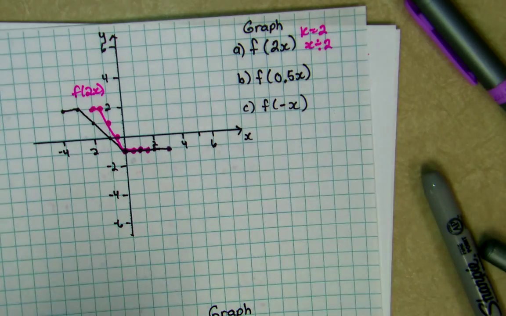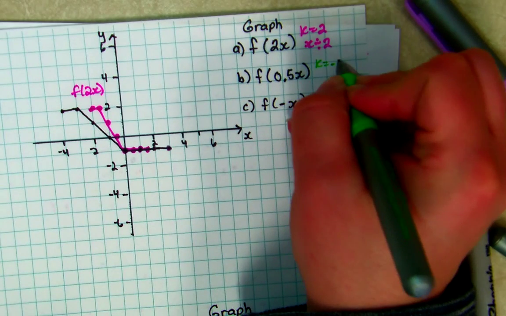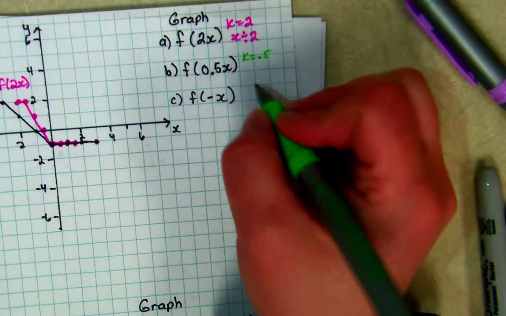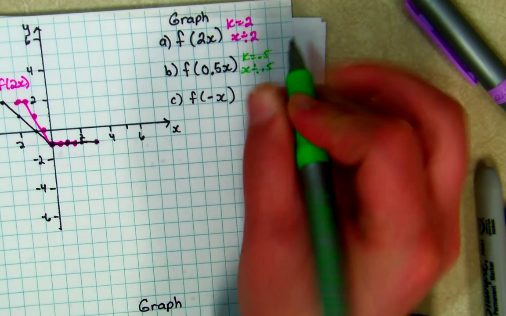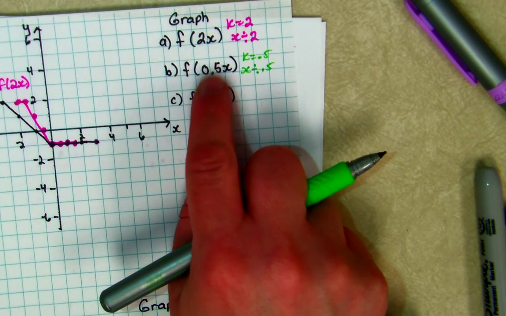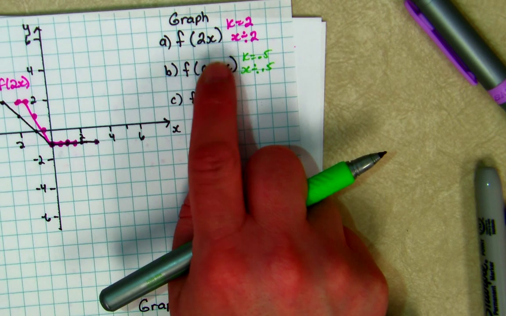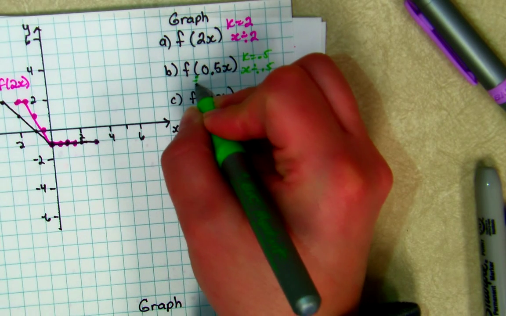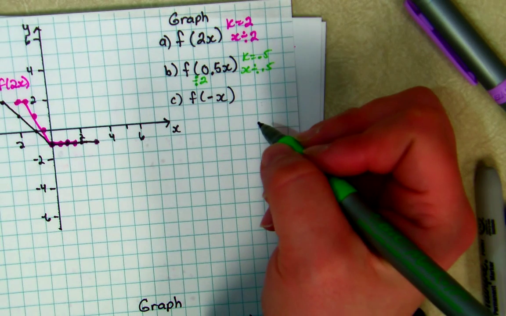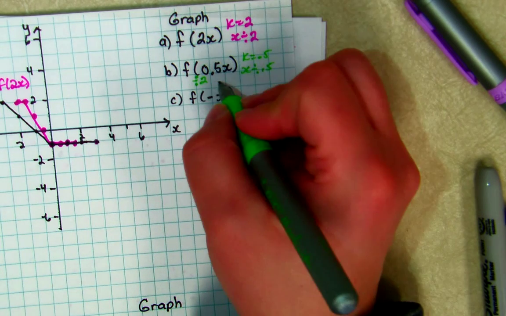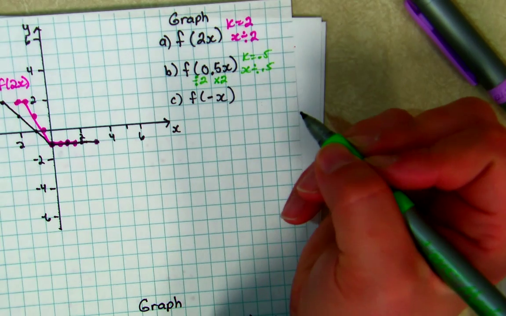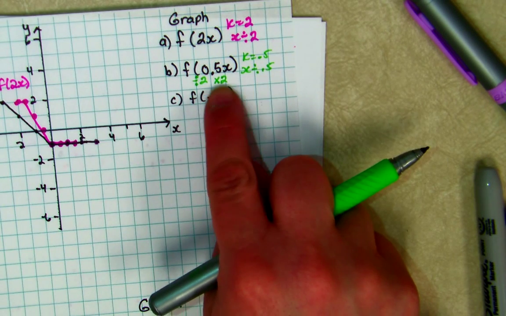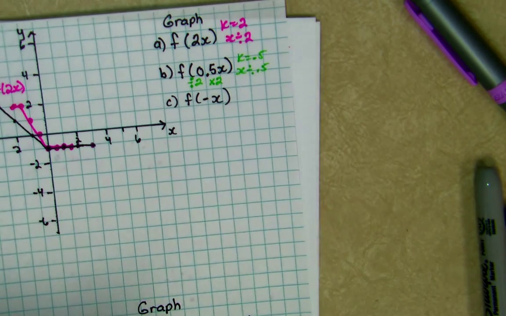The next one, k equals 0.5. So there's a couple ways to do this. You can say, okay, I'm going to do x divided by 0.5 because in the brackets, it's 0.5. Another way to think about that is, 0.5 means literally divided by 2. That's how you find 0.5 of something. So you can multiply your x's by 2. So dividing by 0.5 or multiplying by 2 will give you the same answer.